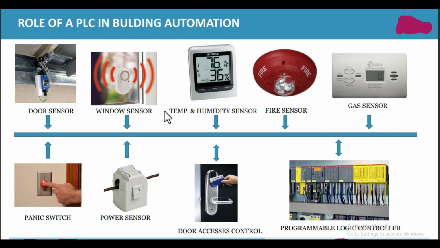Role of a PLC in building automation. In building automation, a PLC can be used to control the gas sensor, fire sensor, temperature and humidity sensors, window sensor, door sensor, panic switch, power sensor, door access control system, and many others.